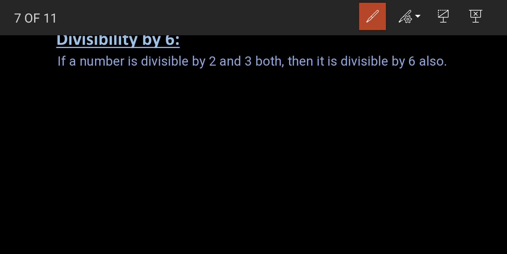Now come to divisibility by 6. If a number is divisible by both 2 and 3, then we can say that the number is also divisible by 6.